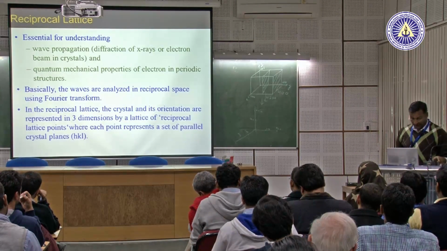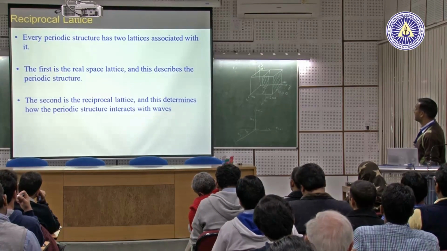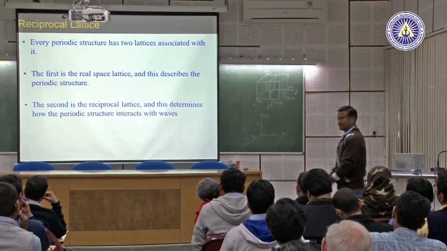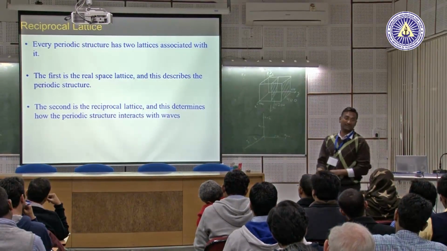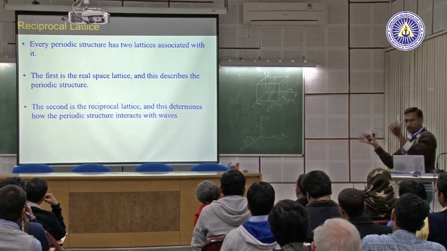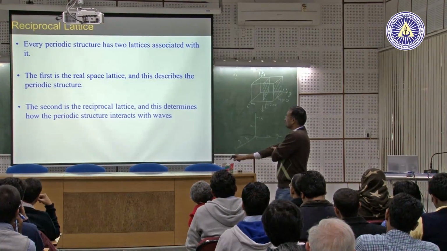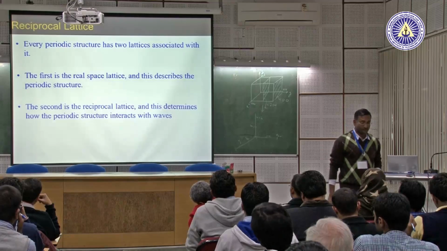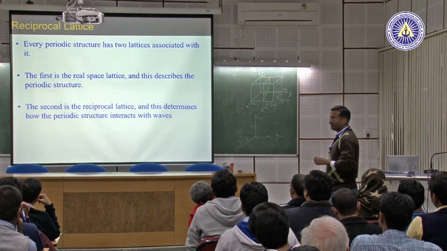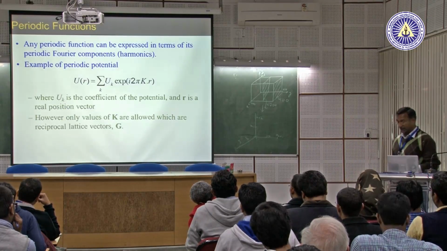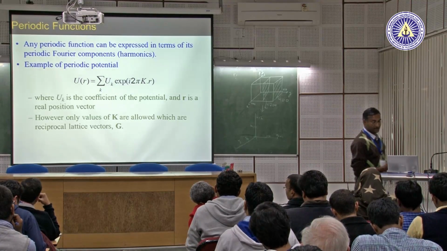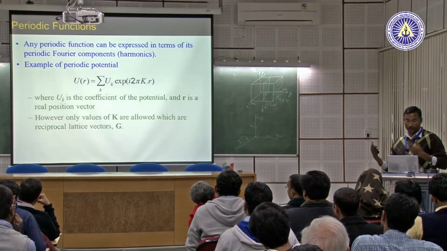Now, you can say that each periodic structure, as long as the structure is periodic, has 2 lattices associated with it. One is the real space lattice, which describes the usual periodic structure. The second you can define as the reciprocal lattice, which determines how this periodic structure interacts with the waves. And to look at it a little more mathematically, any periodic function can be expressed in the form of periodic Fourier components.